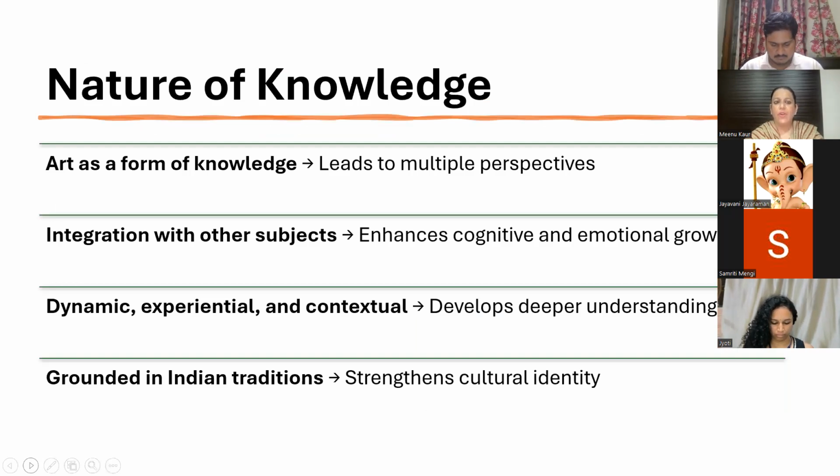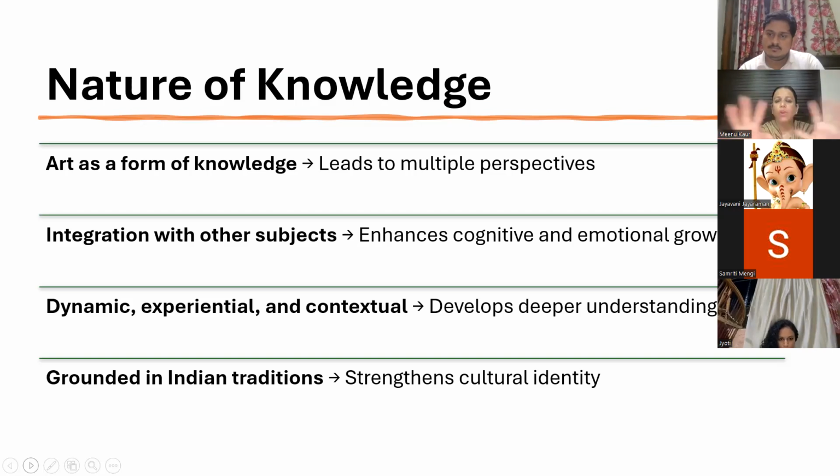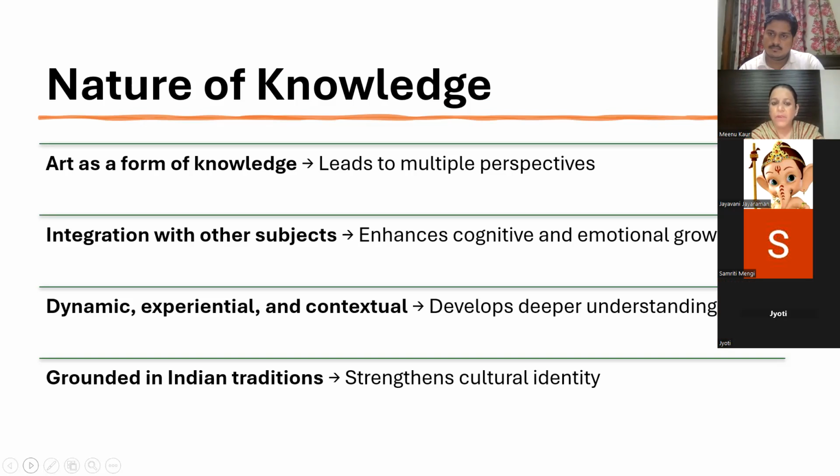Now, nature of knowledge. Art as a form of knowledge, what does it do? It leads to multiple perspectives. Perception is that lens through which we look at different people and different situations. So when we make the child learn through any form of art, we help the child. And this whole concept is about making the child a learned person rather than a person who is all into cramming and grasping things as told by the teachers.